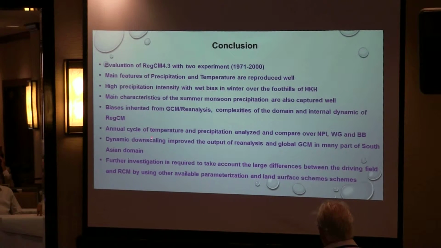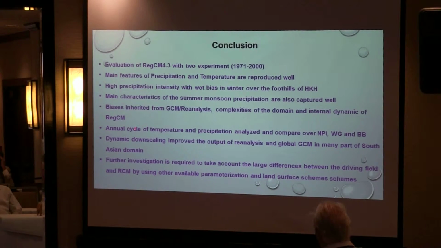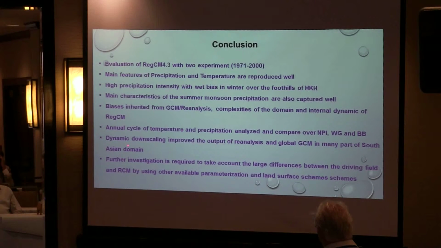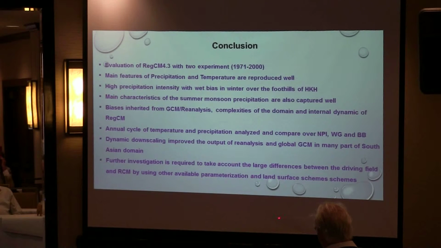And the third may be because of the internal dynamic of the model, because the model tried to develop its own climatology. However, in general, if we conclude, we can say that the main characteristics of the precipitation and temperature are reproduced well as compared to the driving field. And dynamic downscaling has improved the output of the reanalysis and GCM in many parts of the domain. However, because of these biases, further investigation is required in case of the physical parameterization and land surface schemes of the model.